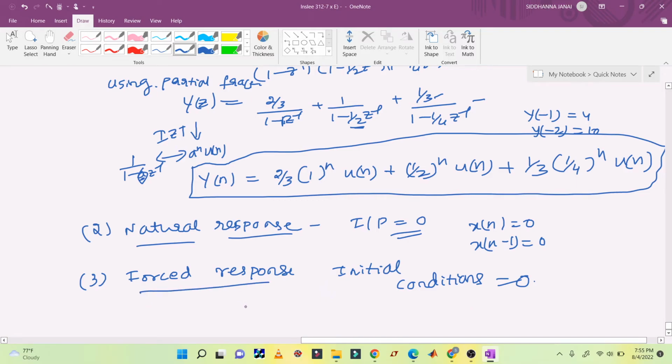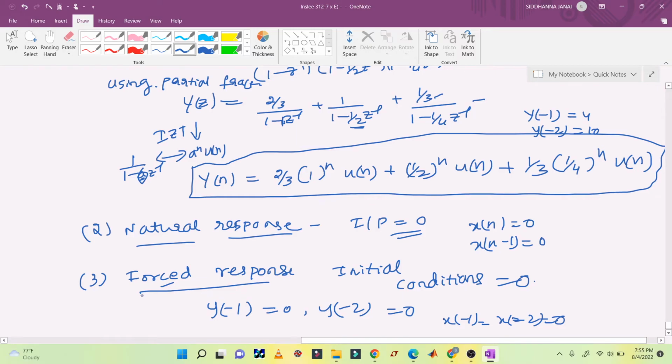If y of minus 1, y of minus 2 and so on are not given, then they might have mentioned forced response. That means what? You have to consider the equation, but you have to substitute y of minus 1, y of minus 2 equal to 0, x of minus 1, x of minus 2, all these initial conditions as equal to 0.